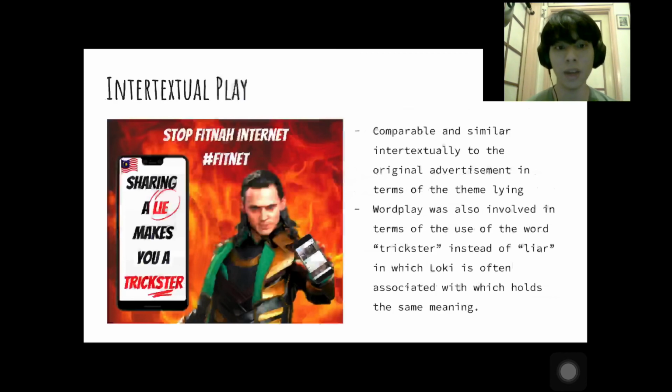Looking at the remade advertisement and the original one, both are comparable and similar intertextually in terms of the theme of lying, which in these advertisements is the idea of spreading or sharing lies on social media, with the remade advertisement presenting Loki with a phone on what seems like a social media platform. Besides that, wordplay was also involved in the use of the word trickster instead of liar, with which Loki is often associated, which holds the same meaning.